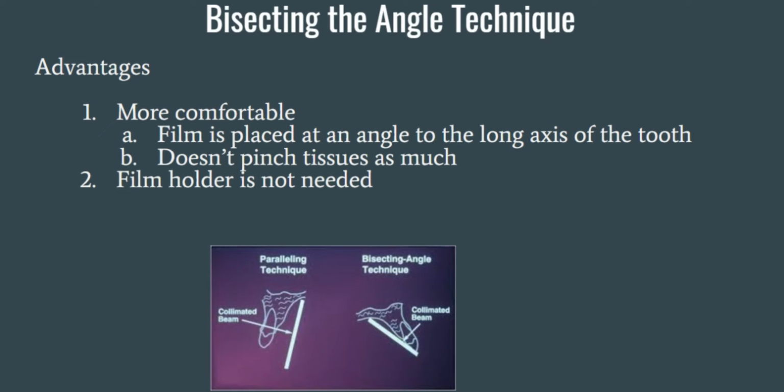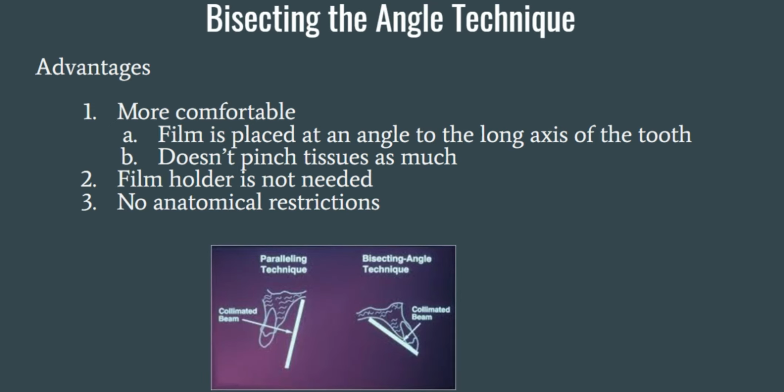A film holder is not needed, and there are no anatomical restrictions. Because we are able to change that angle of the beam to make sure that it is always perpendicular, we don't have to worry as much about the anatomical restrictions or the abnormalities we may come across. With that paralleling technique, we're stuck. Wherever that film holder and paralleling ring go, that's where that beam has to go as well. Where with that bisecting technique, you're a little more free to move things around as needed.